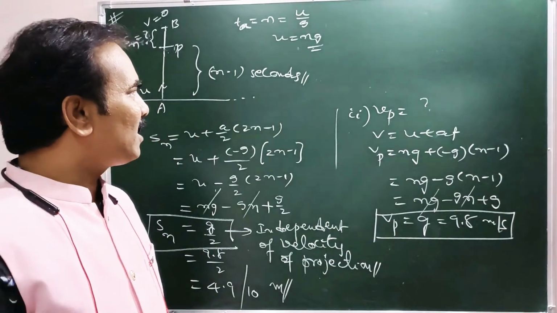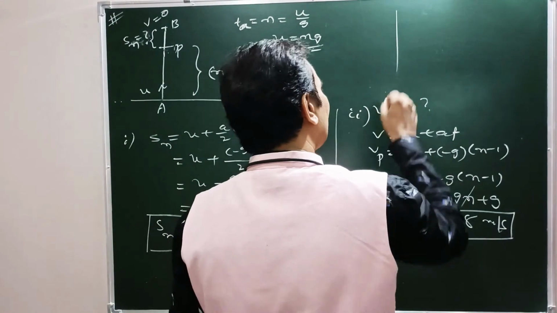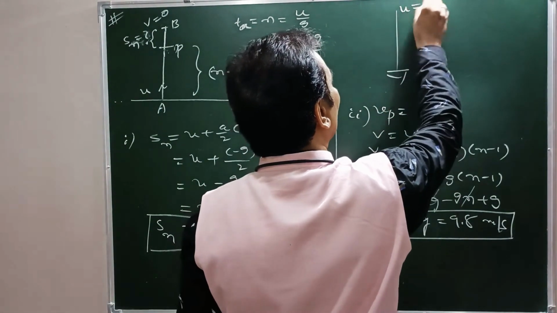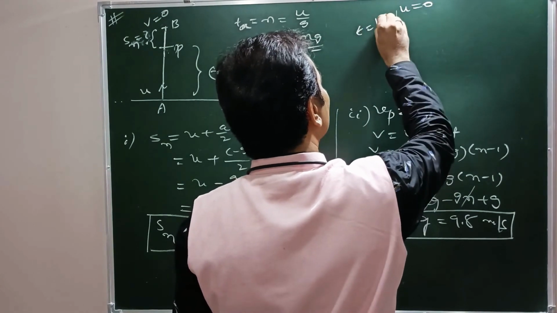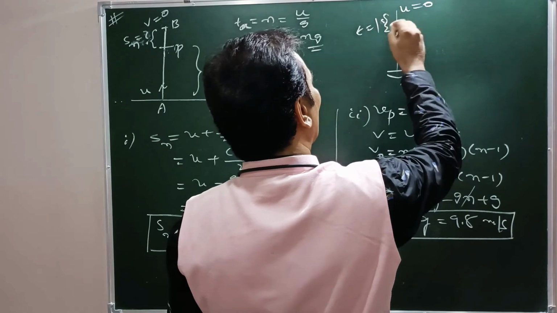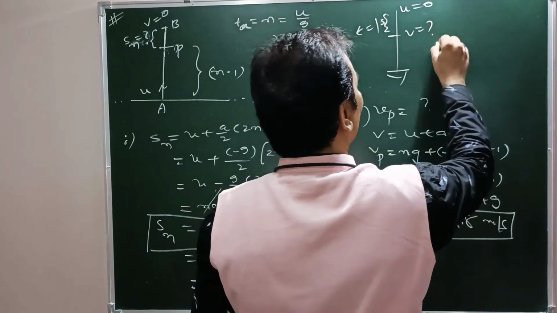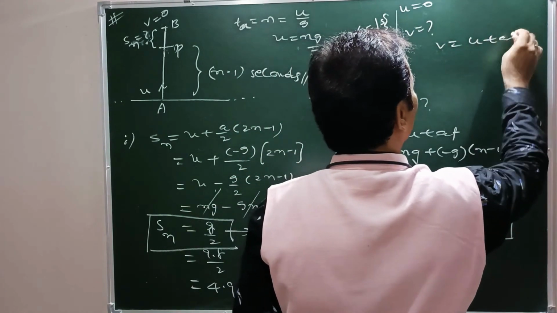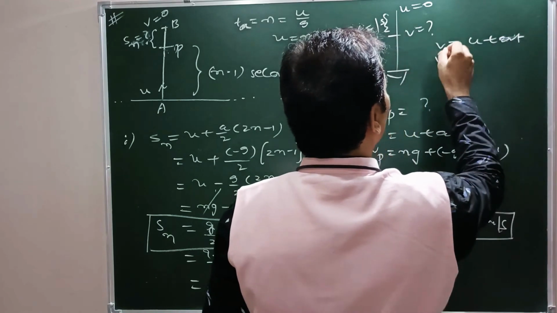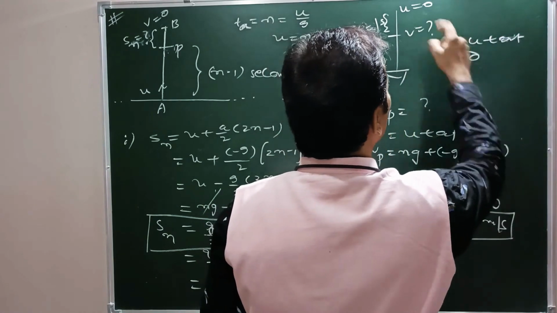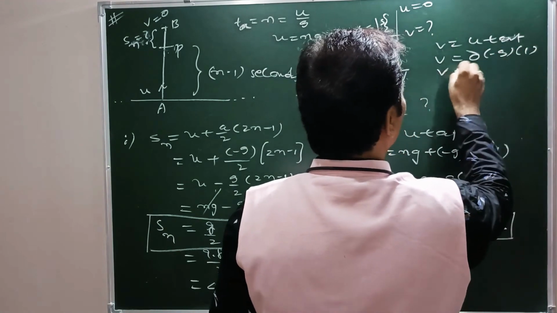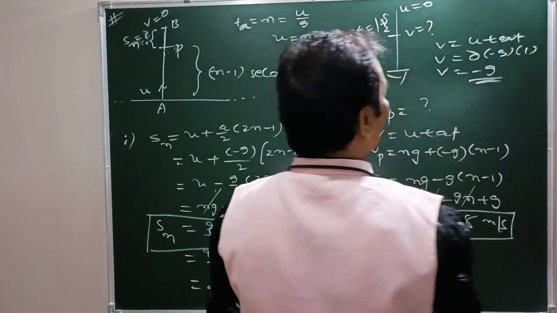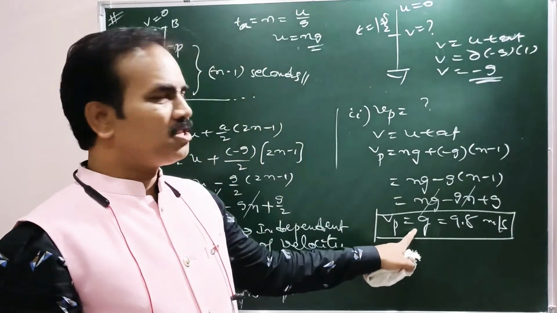So what is the reference here? Suppose in case of free fall, after 1 second, what is the velocity here? V equals U plus AT. Velocity after 1 second: U is 0, A equals minus g, T is 1 second. So V equals minus g. Here also V equals plus g.